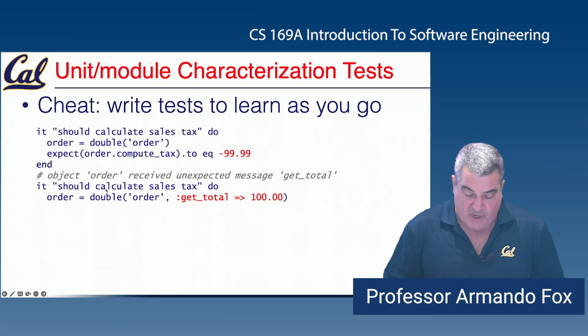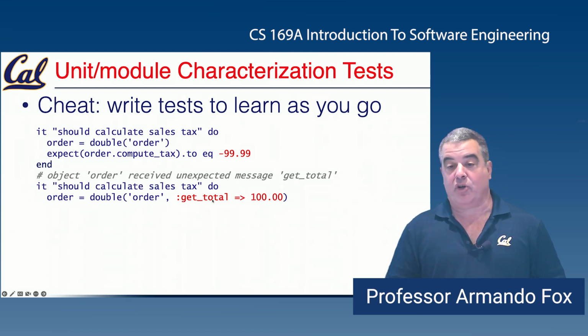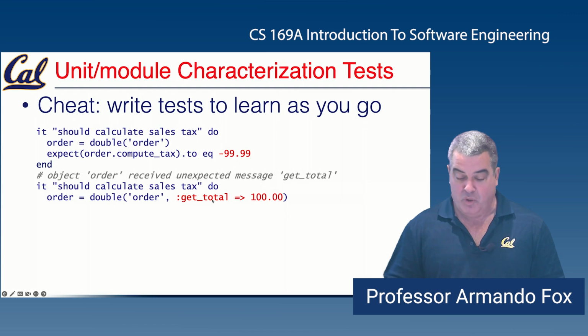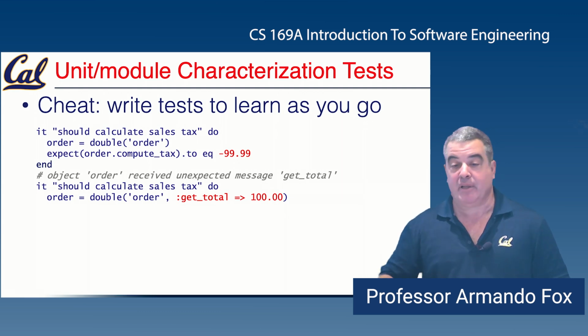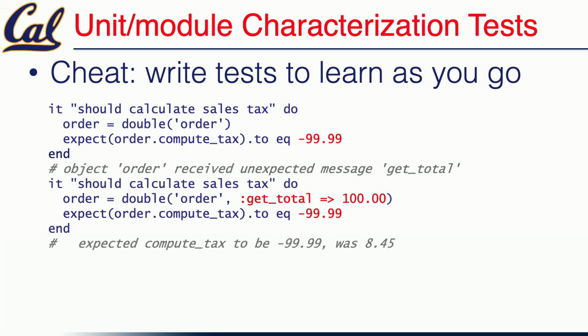This time, we're going to make the double also have a stub for a method called getTotal. Again, notice that we don't actually know what getTotal is supposed to do. All we know at this point is that when we call compute tax, someplace getTotal is supposed to be called. So fine, we'll arrange for it to return another canned value, which again, I'm just sort of making up out of thin air. And now we try to run the test again. But of course, because I made up those return values, it's almost certain that those return values are completely wrong.